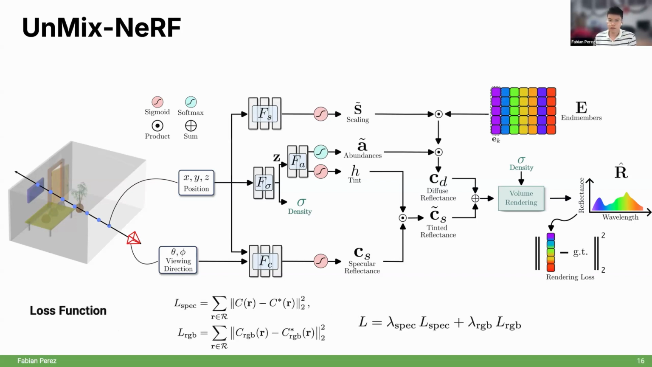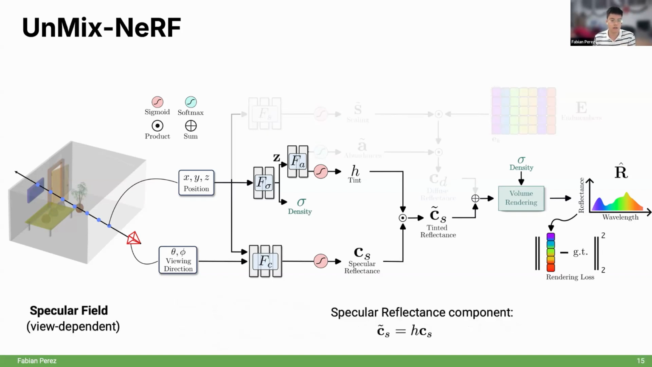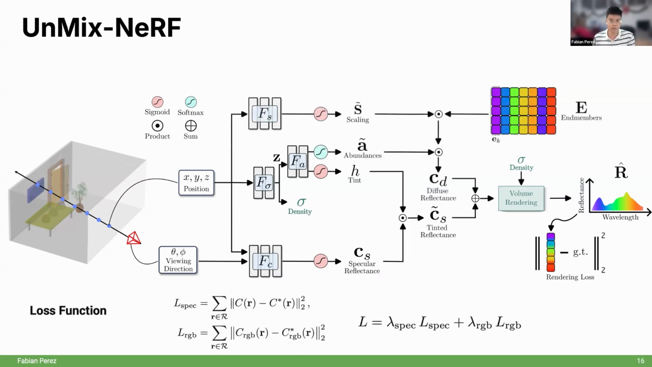In our framework, we train with only two loss functions. First, we render the hyperspectral radiance along each ray, and we match it to the measured spectrum with the standard mean square error loss. Second, we project that spectrum to RGB using the camera response, and we match it to the RGB image. So we supervise the signal only with the radiance. We don't add loss for segmentation, or for the abundances, or for the scaling. It's just based on the radiance.